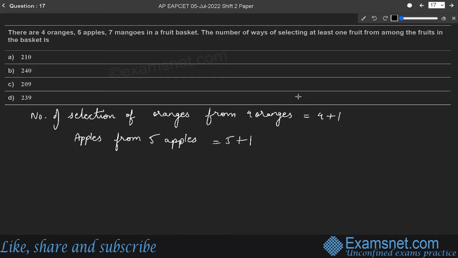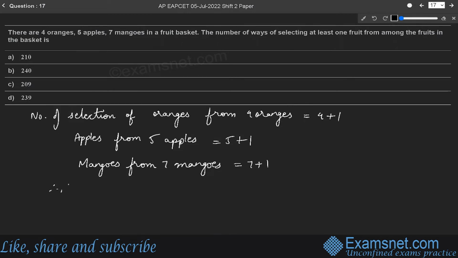Similarly, the number of selections of any number of mangoes from 7 mangoes. We know that the total number of mangoes is 7. So the number of ways of selecting any number of mangoes from 7 mangoes will be 7 plus 1.